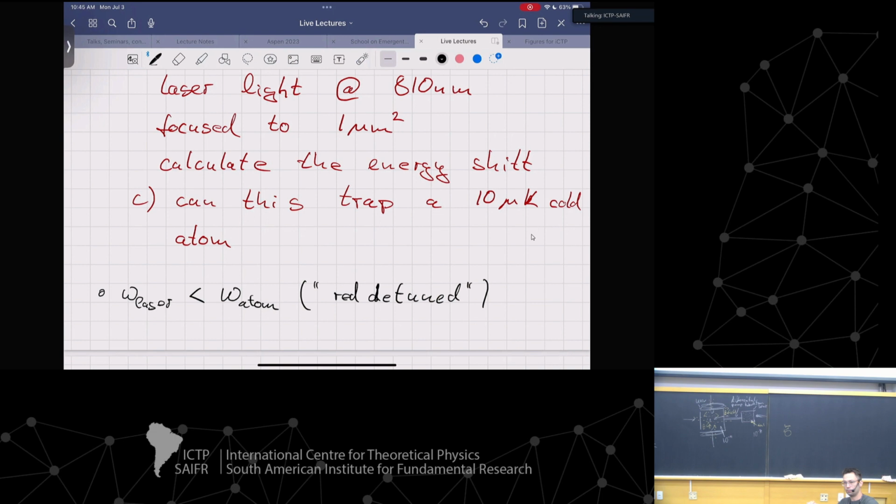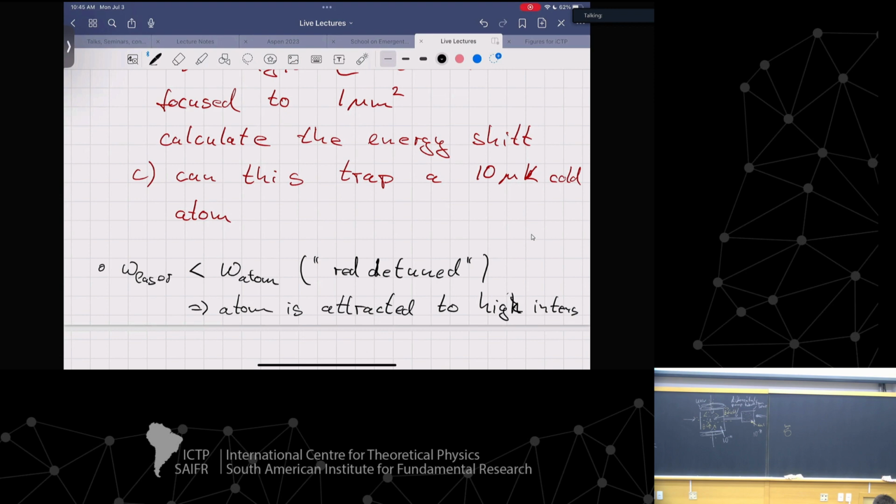If you're red detuned, you can create a situation where the atom is attracted to high intensity. Almost sounds counterintuitive. So 5S state, 5P state. The 5S state shifts lower in energy. And this shift is exactly proportional to the intensity of the light. Okay, there's also the dipole element or so. But that means, the more intense the light, the happier the atom, and it wants to go there.